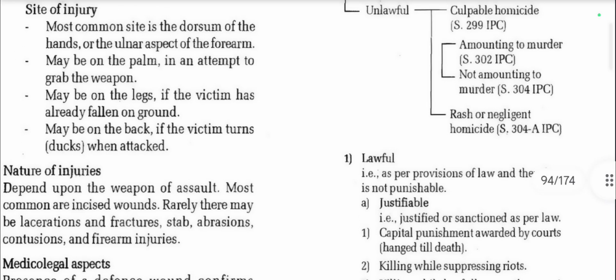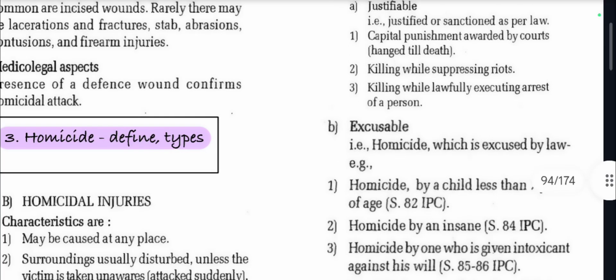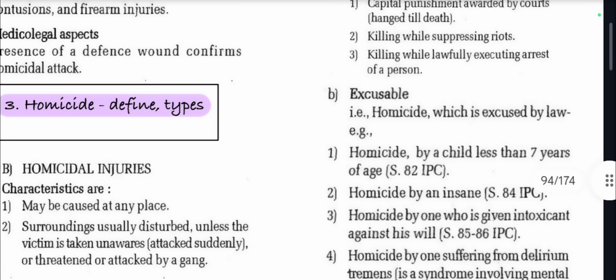So we are going to study lawful first. As per the provisions of law, and therefore it is not punishable, that is justifiable. For example, capital punishment, that is hanged till death, killing while suppressing riots, killing while lawfully executing arrest of a person. Then what is excusable? That is which can be excused.